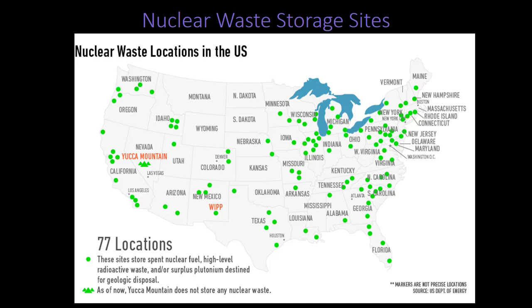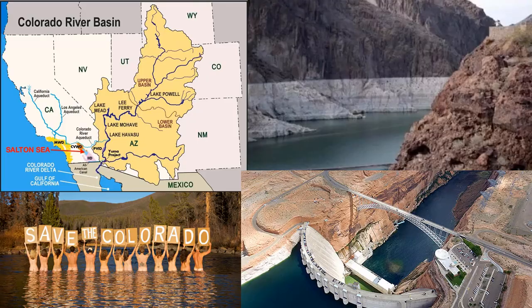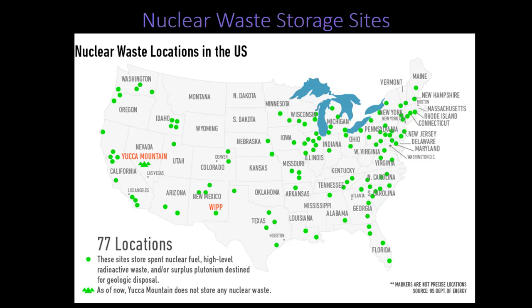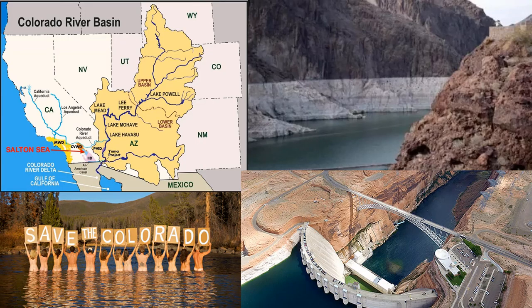But you can see, these sites store spent nuclear fuel, high-level radioactive waste, and/or surplus plutonium destined for geologic disposal. What that means is something else, right? And it says, as of now, Yucca Mountain does not store any nuclear waste. So 1 out of all of these 77. And a lot of these might have been built a long time ago. There are issues with leaking. There's also issues of how do we move these without causing more leaking. So it doesn't mean that these are highly protected and safe sites either.